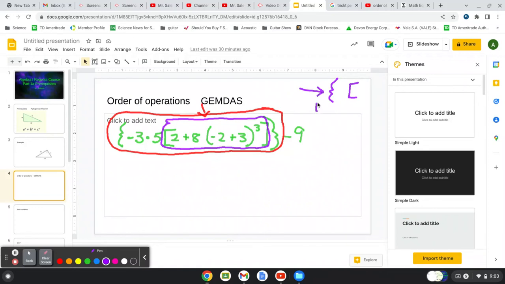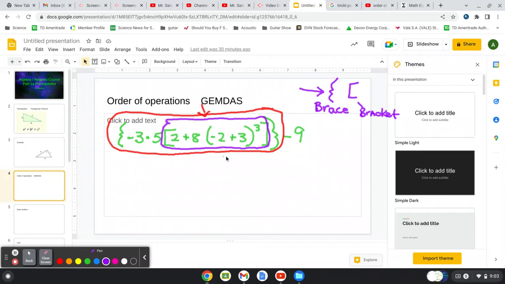Got it wrong. This is a brace. This is a brace. That's a bracket. Unbelievable. Having a little happy accident there. Brace, bracket. Now, let's concentrate everything within the bracket.